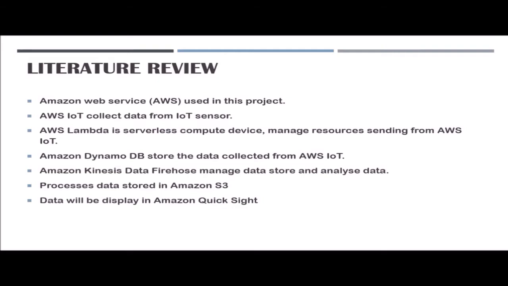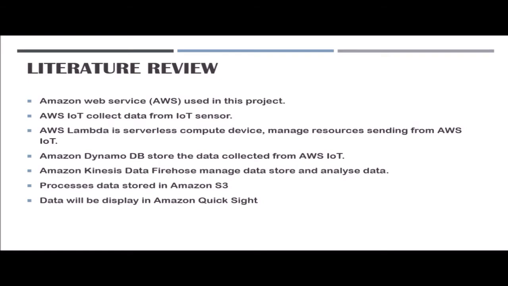Literature review. We use Amazon Web Services in this project. AWS IoT collects the data from the IoT sensor, and AWS Lambda, a serverless compute service, manages the resource handling from AWS IoT. The Amazon DynamoDB database stores the data collected from AWS IoT, and Amazon Kinesis Data Firehose manages the data store and analyzes the data.